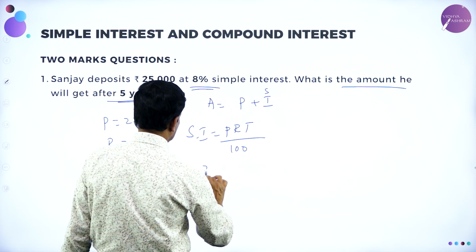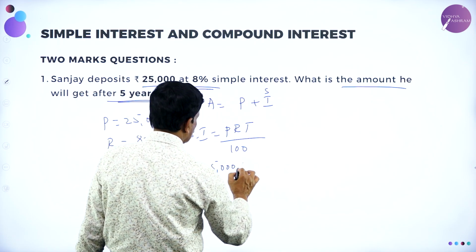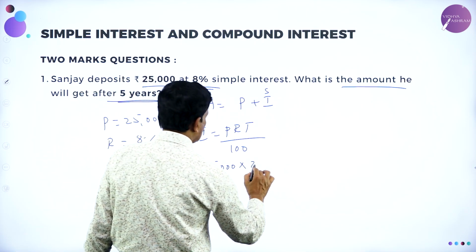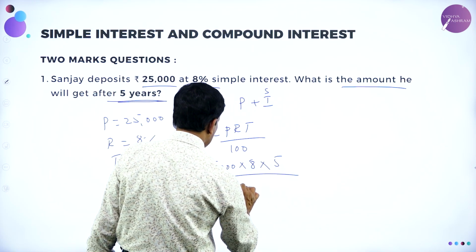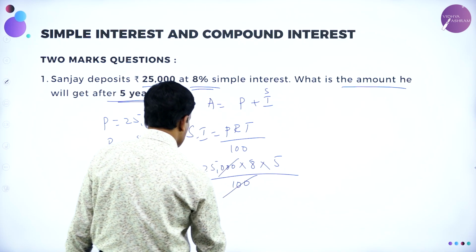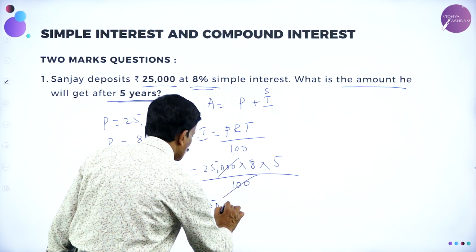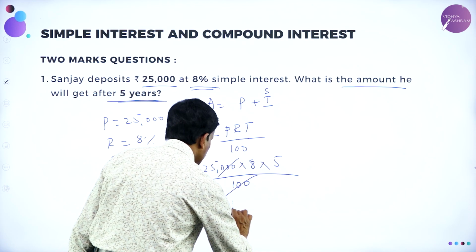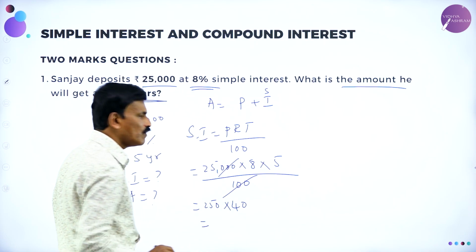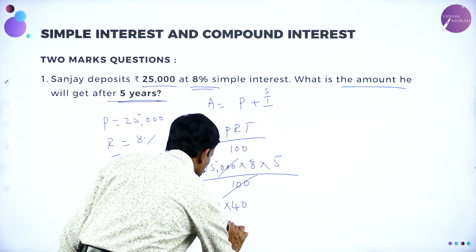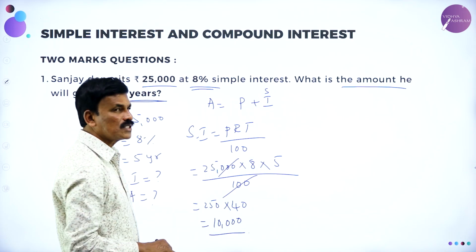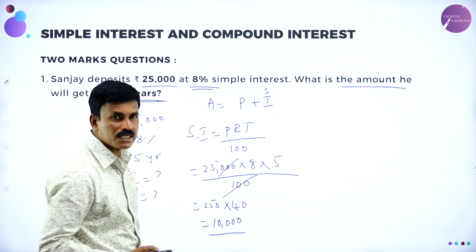So the principal is 25,000, into the rate of interest 8%, for the time period 5 years, divided by 100. These two zeros get cancelled. 250 into 8 into 5 is 40, so that's equal to 250 into 40, which is 10,000. So the simple interest is 10,000.